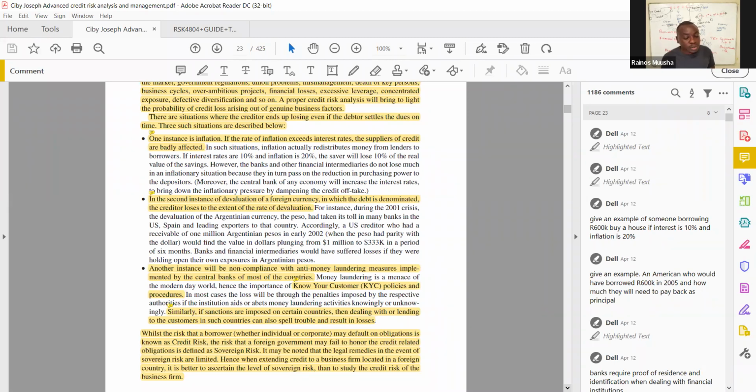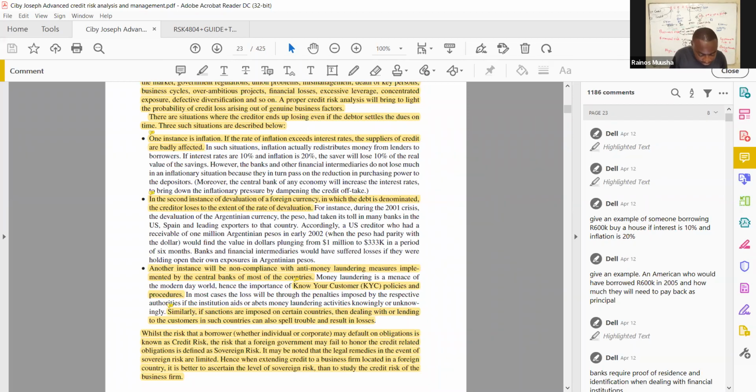And this is where you look at banks like, for example, HSBC, which found itself in a lot of trouble. They were accused of facilitating banking transactions for people who were dealing with drugs or other illegal things, because they were not following the proper know your customer policies.